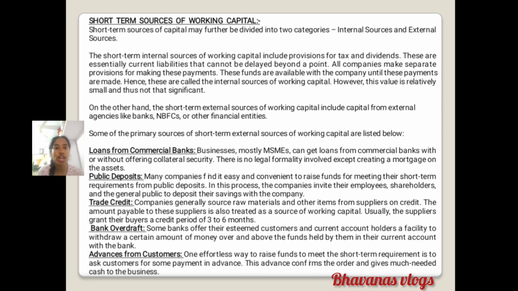Next point was trade credit. Companies often source raw material and other items from suppliers on a credit basis. That is called trade credit. The amount payable to their suppliers is also treated as a source of working capital. Usually, suppliers grant their buyers a credit period of 3 to 6 months in business.